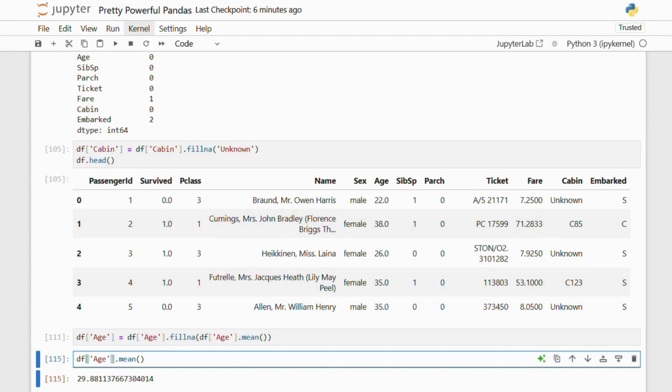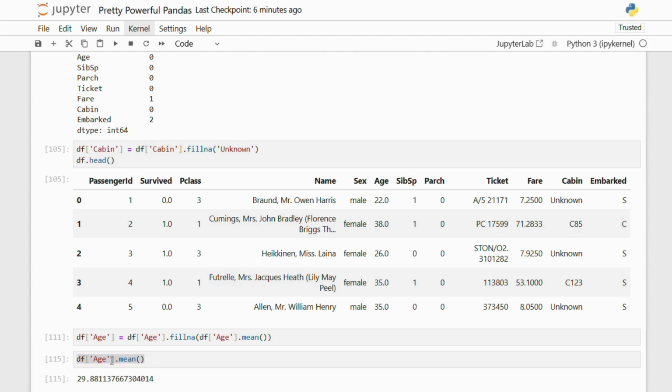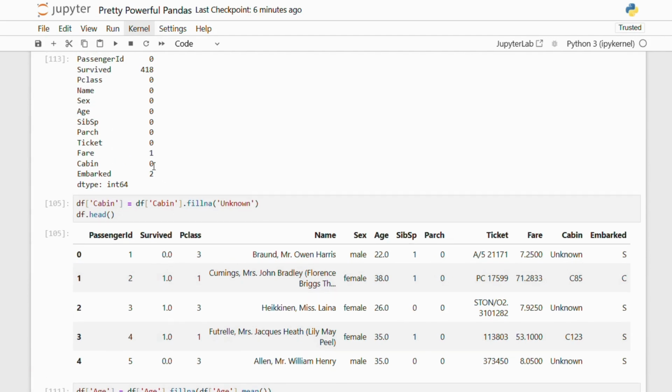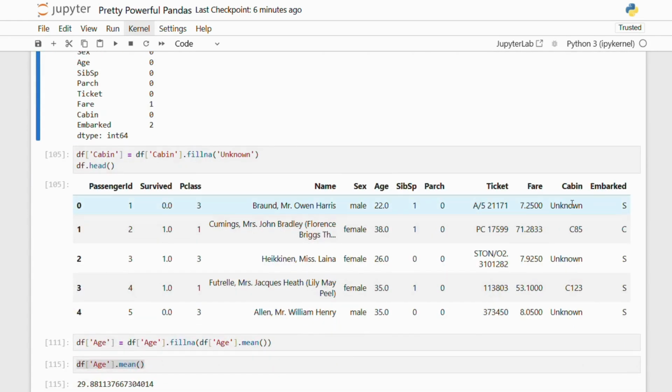Okay. The next one, we're going to look at a little bit of a different thing. We're going to look at the embarkment. We've got 2 missing embarkments. Remember, that's where they got on, whether it was Southampton or Cherbourg or in Ireland. So because there's only 2 missing rows, we could actually drop it.